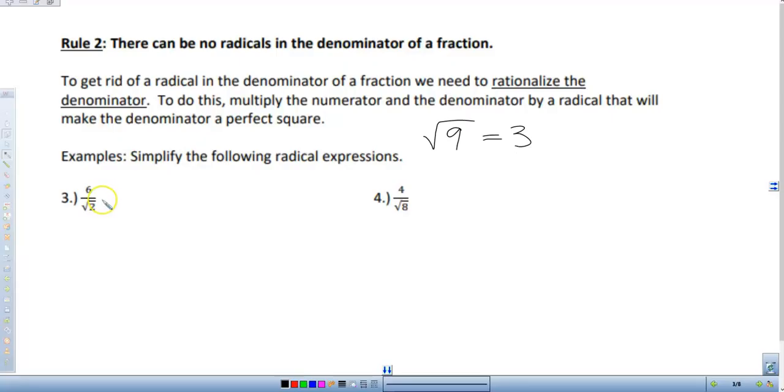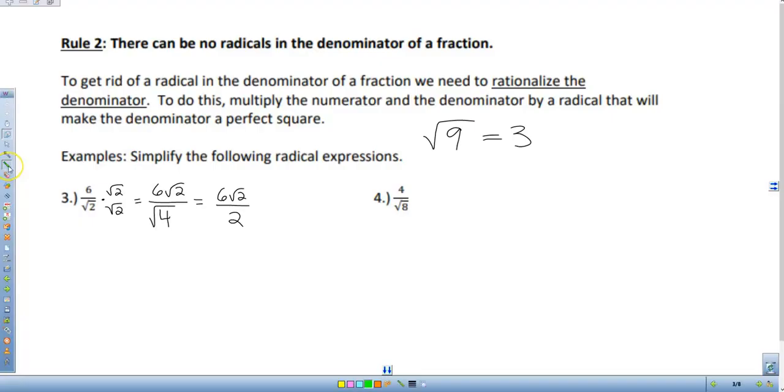So in this first example, I need to make this 2 a perfect square, and the easiest perfect square I can make that will be the square root of 4. So I'm going to multiply both the top and the bottom by the square root of 2. When I do that, up top, I get 6 square root of 2, and on bottom, I get the square root of 4. Of course, the whole point was for me to be able to use that radical sign, and now I can, because then I get 6 root 2 over the square root of 4 is simply 2.